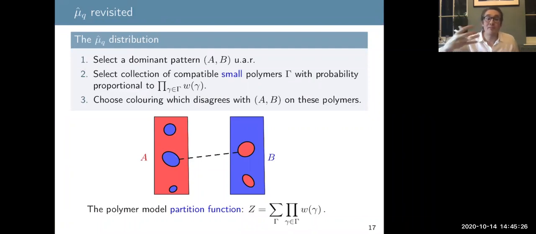So now I've just remodeled these defects as this funny polymer model. And now my goal is to just try and understand this polymer model. Because step 1 and step 3 are quite easy. They're not very mysterious. All the mystery is in step 2, like what's going on with these defects. And I've modeled them as this polymer model.